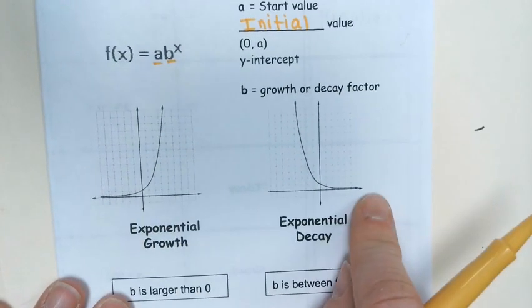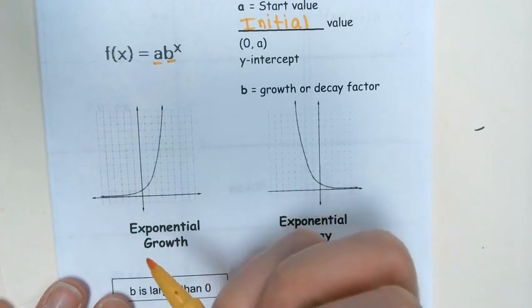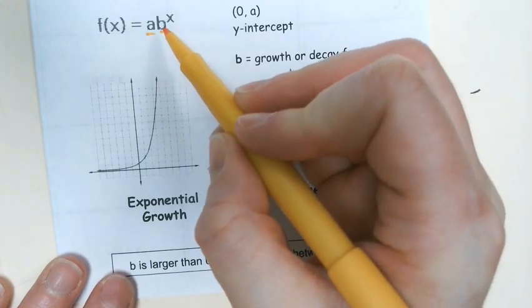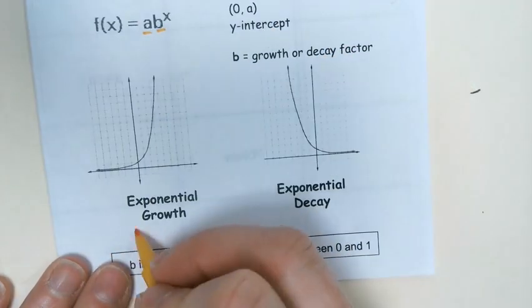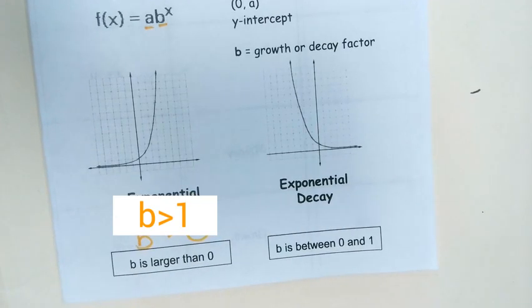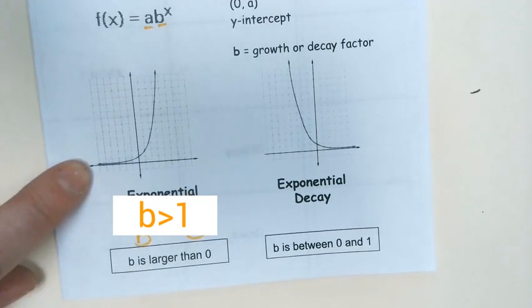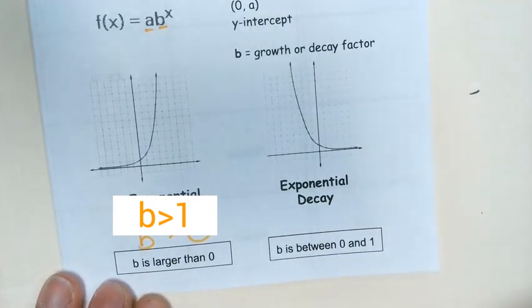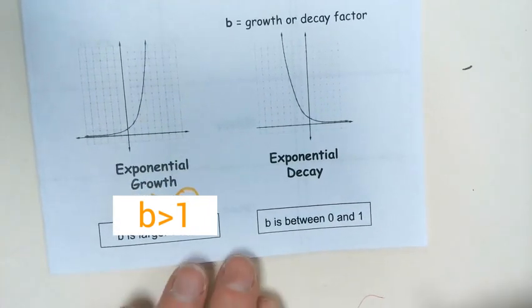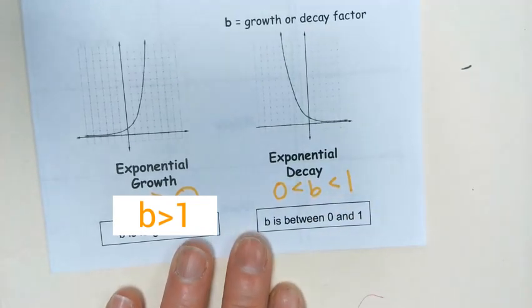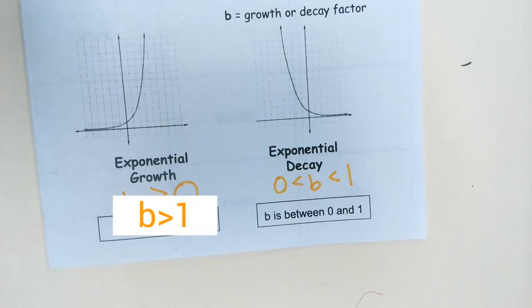So these are pictures of exponential growth and decay, so you always read them from left to right. Exponential growth depends on what B is. If B is greater than 1, then it is growth. It's going to look like this. But if B is between 0 and 1, it's going to be decay. And the way you see that as an inequality is 0 is less than B is less than 1. That's a compound inequality.